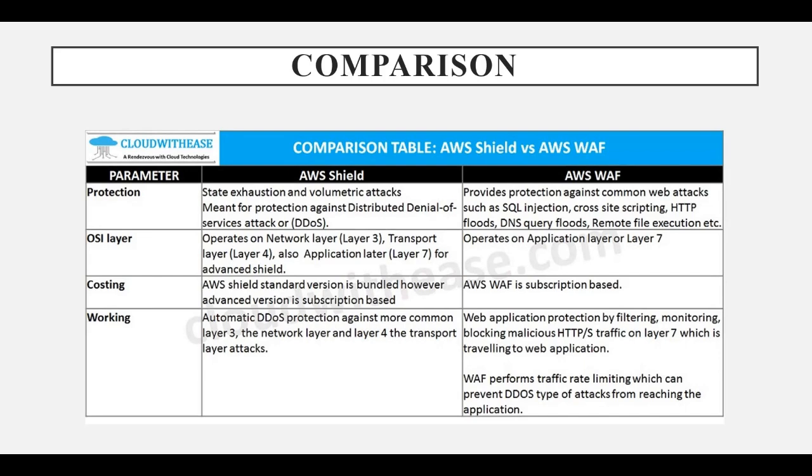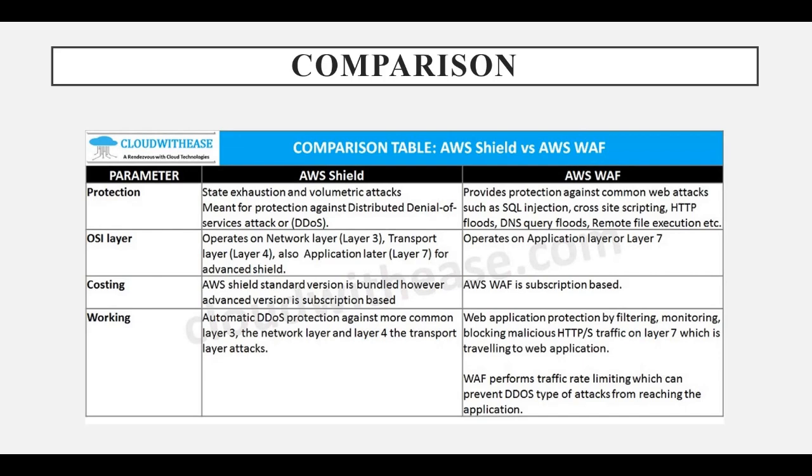The next is costing. AWS WAF, the Web Application Firewall, is subscription based, like pay as you go. When we have higher traffic, we pay extra for the resources used. Coming to Shield, the standard version is bundled, and the advanced version is subscription based. So WAF has only one way, subscription based, but Shield provides two ways: one is bundled, and at the advanced level it is subscription based.